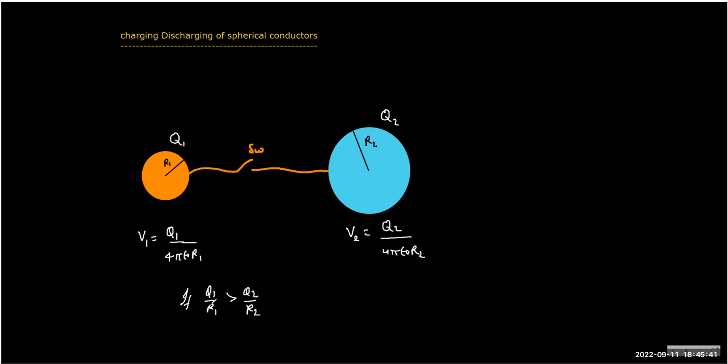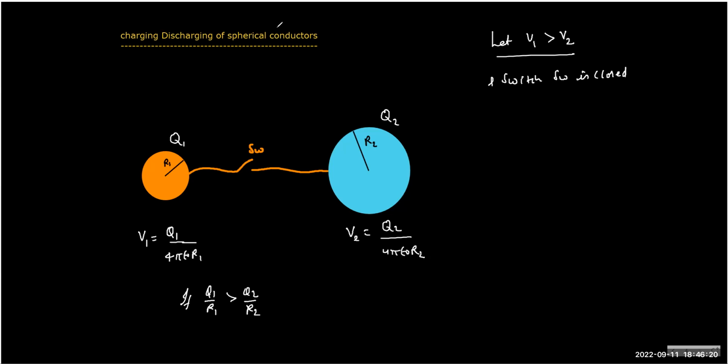So let's take a scenario. Because we have to solve this question, we have to choose one of the conditions. So if I say that Q1 by R1 is more than Q2 by R2, then definitely V1 is at higher potential than V2, right? Yes. So let V1 be more than V2 because we want to solve the question, and switch SW is closed now.